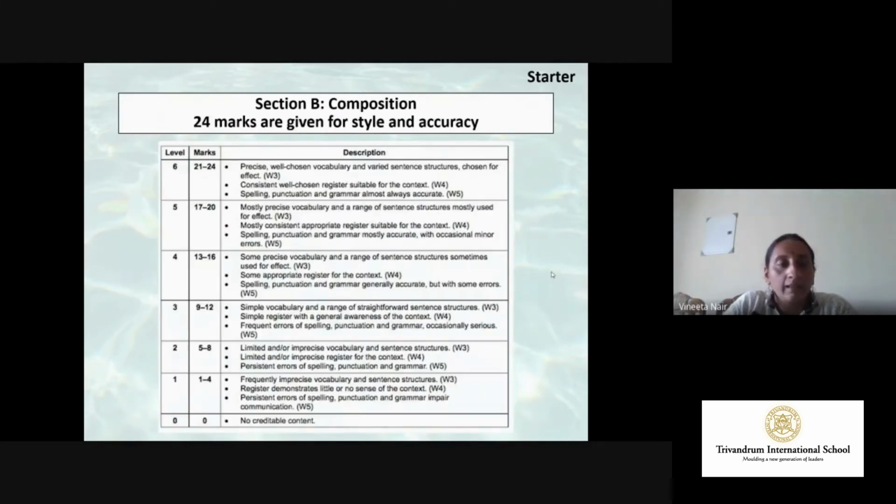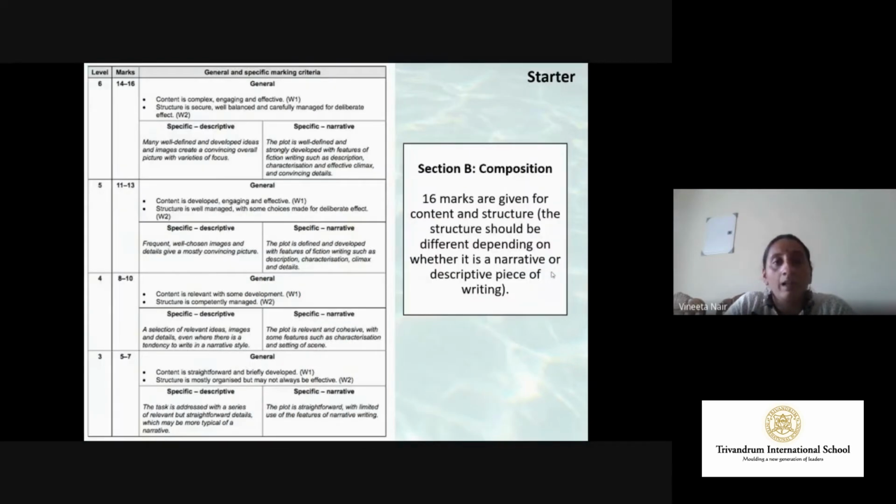Now, this is exactly how the marking scheme would look like for students. 24 marks are given for style and accuracy, so students have to pay a lot of attention to the choice of vocabulary, grammar, etc. And 16 marks are given for the content and the structure. So the paragraphing, the story plot, how different and unique it is, whether it is out of the box or anything like that would be taken into consideration.